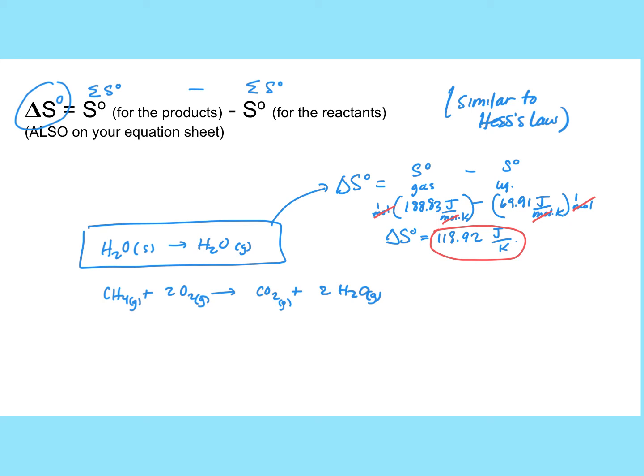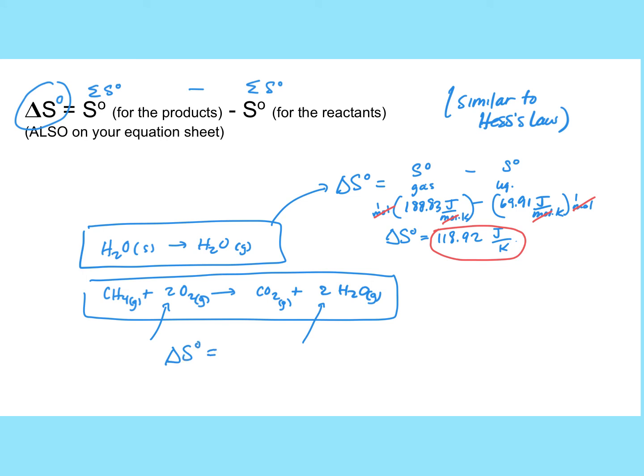So I'd like you to do the same thing now for this next example. You will have some coefficients here that are not 1, and so that will affect your math. Look up the values and calculate delta S, please.